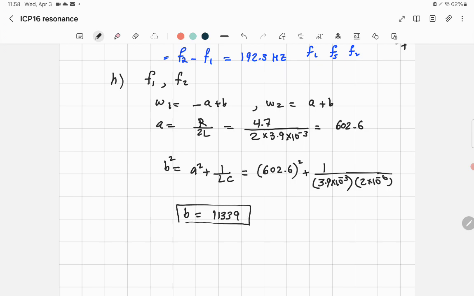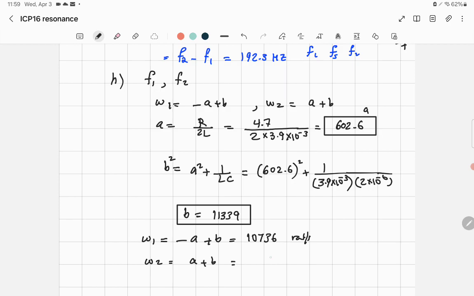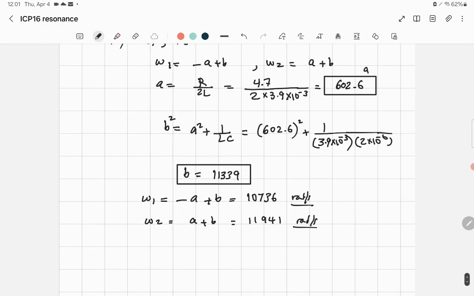So you got B, and you got A. Now we can find omega 1 and omega 2. Omega 1 will be equal to negative A plus B, which is 10736 radian per second. And omega 2 is equal to A plus B. You add them, you get 11941 radian per second. So we found the cutoff frequencies, but in radian per second. Now you convert them to hertz.